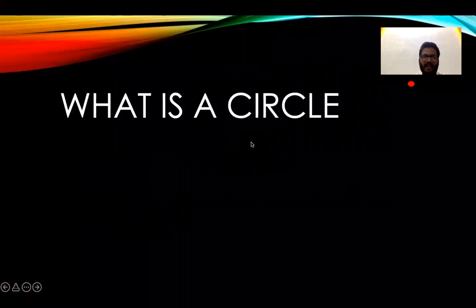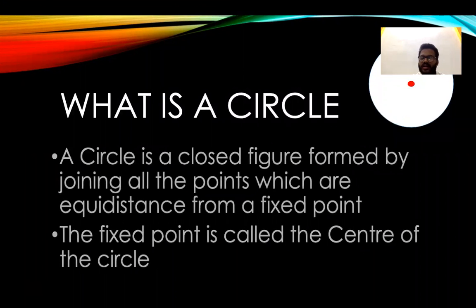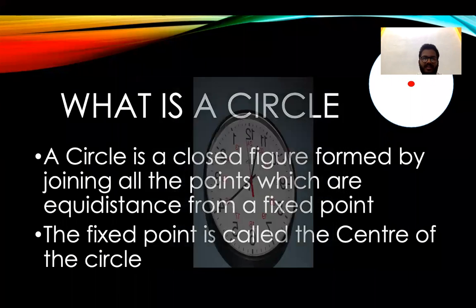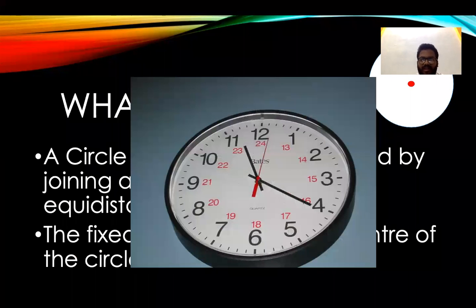A circle is a closed figure formed by joining all the points which are equidistant from a fixed point, and that fixed point we call the center of the circle. If you see a clock which we see daily in our house, that clock is also in the shape of a circle, right? Like this, we can see so many objects like a coin, many things.